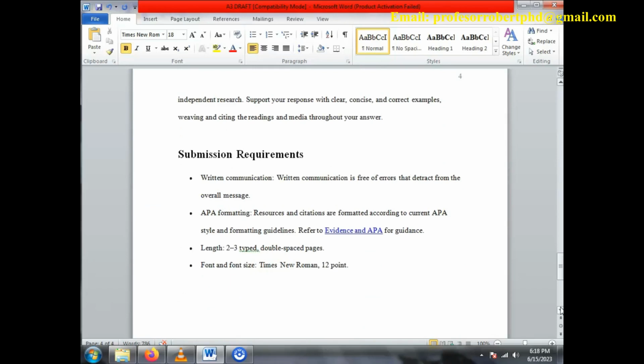Written communication is free of errors that detract from the overall message. APA formatting. Resources and citations are formatted according to current APA style and formatting guidelines. Refer to evidence and APA for guidance. Length. 2-3 typed, double-spaced pages. Font and font size. Times New Roman, 12 points.